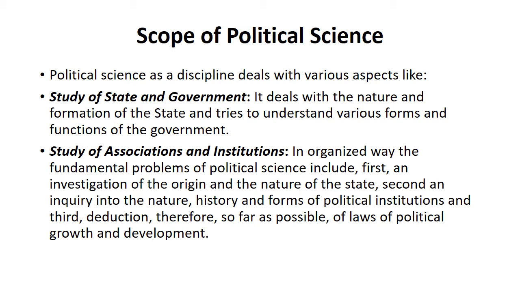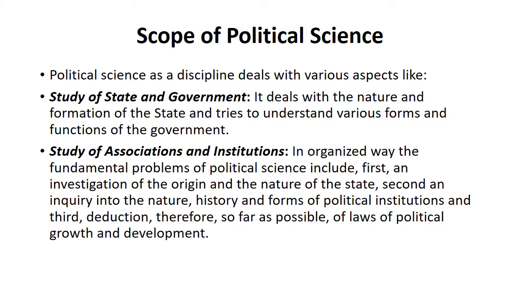So the first aspect of political science is the study of state and government: how the state functions, how the government functions, how the government is formed, how people go out and vote, and how the government functions. This is what political science deals with.